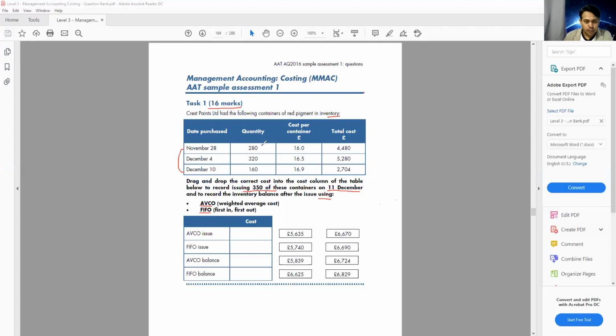Balance means, from all these units, if I issue 350, the leftover units. So for example, if I add all of this up and it's 1,000, from 1,000, if I take away 350, because 350 I'm going to issue, whatever is left over, how much is the value of that? So balance means after issuing, whatever is left over with you, this is your balance. So how much will be the value of the balance if I use AVCO, and how much will be the balance if I use FIFO?